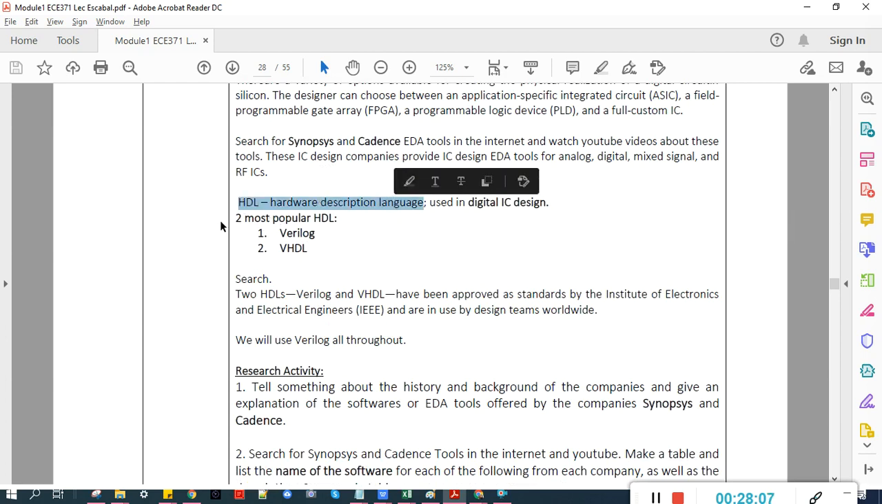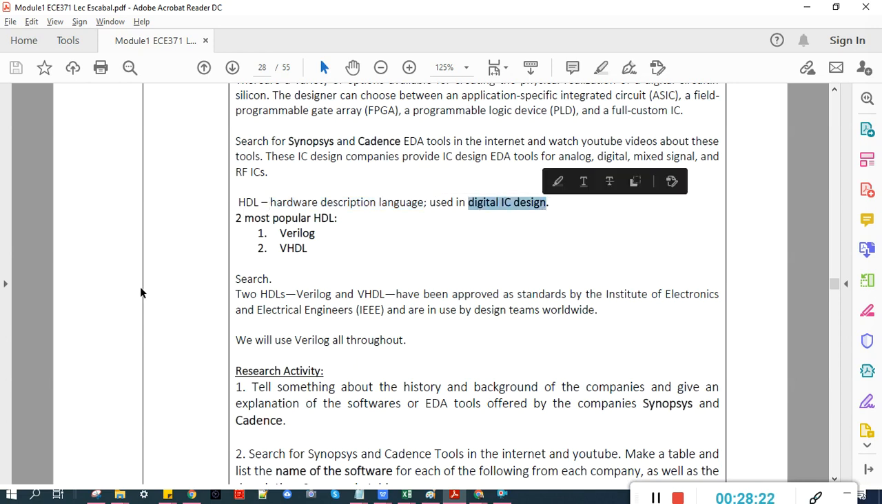This is where we start discussing HDL, though I have already mentioned it. HDL is a hardware description language used in digital IC design. From the word itself, hardware description, so we describe the hardware. We are trying to describe the actual circuit using a language. This HDL, a hardware description language.